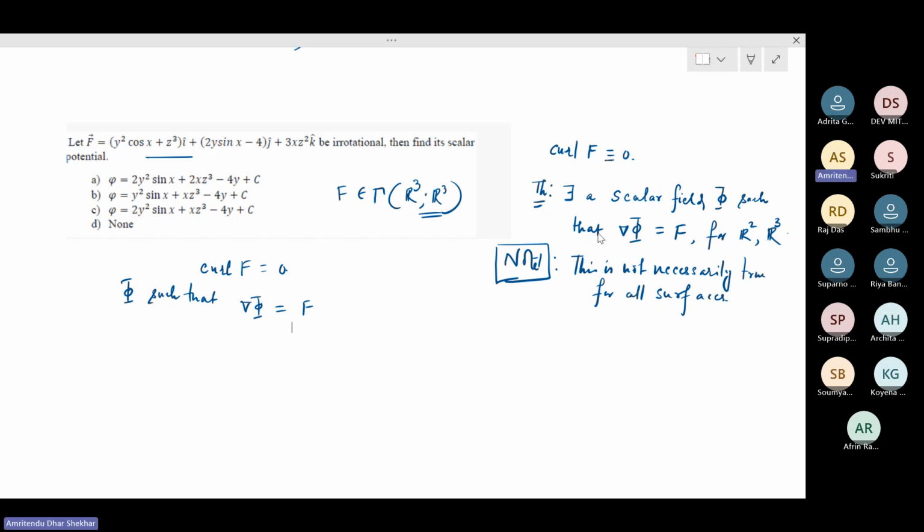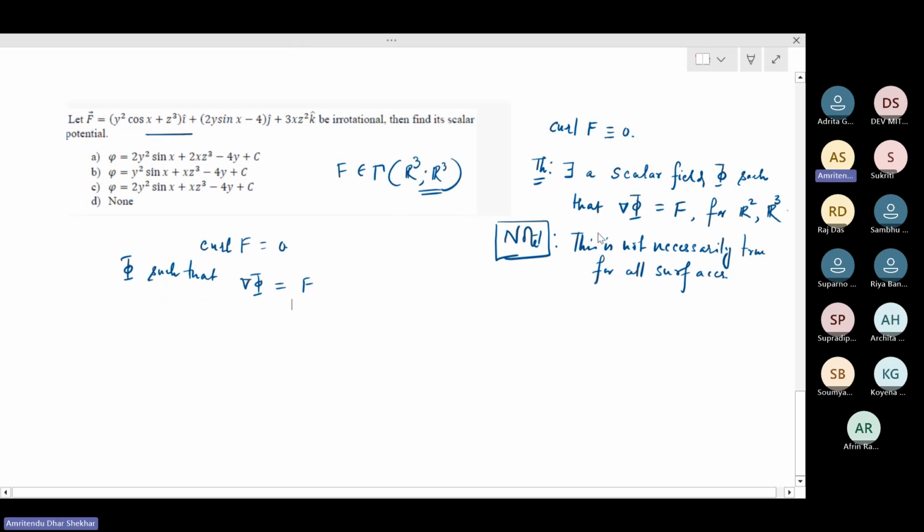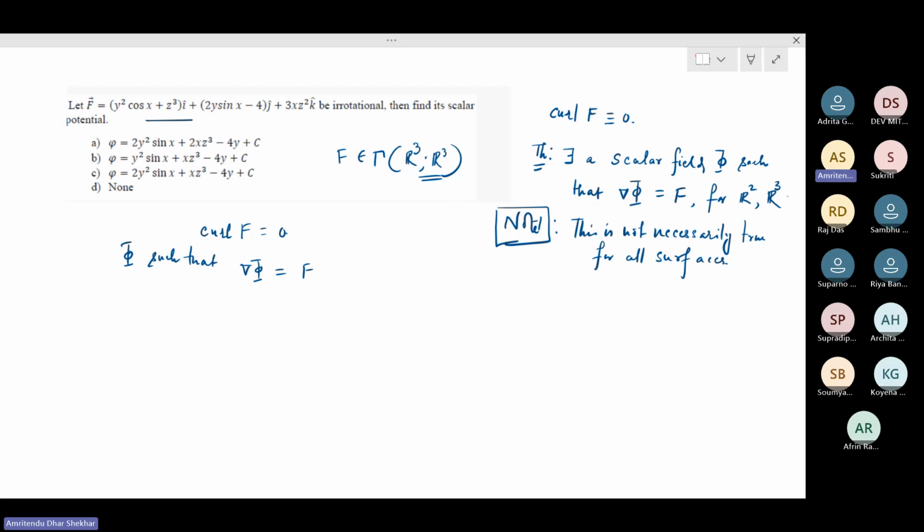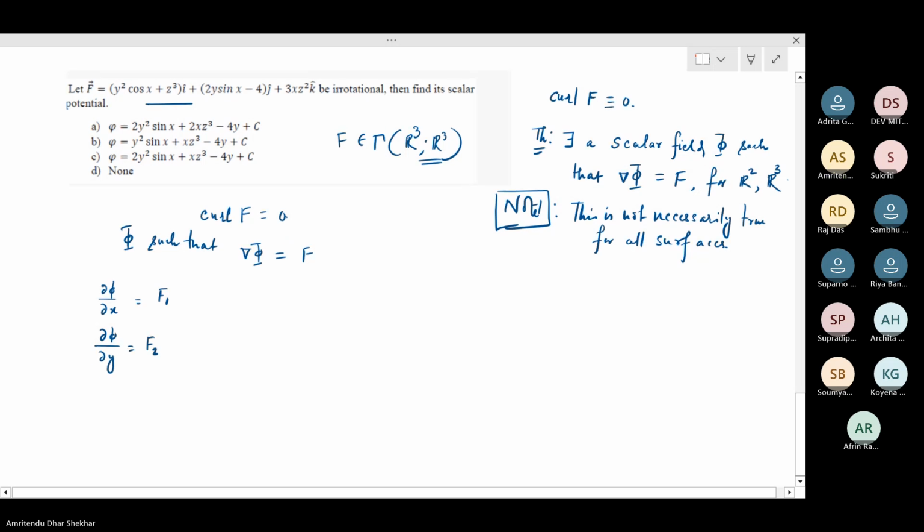Okay, so what you need to do is, let us say phi is my corresponding scalar potential. What I want is del phi upon del x equal to f1, del phi upon del y equal to f2, and del phi upon del z equal to f3.